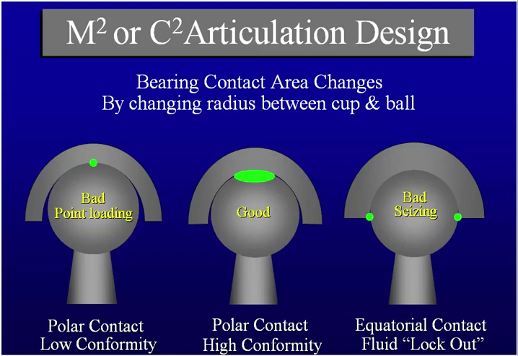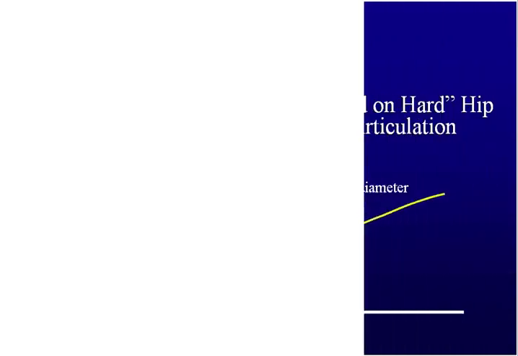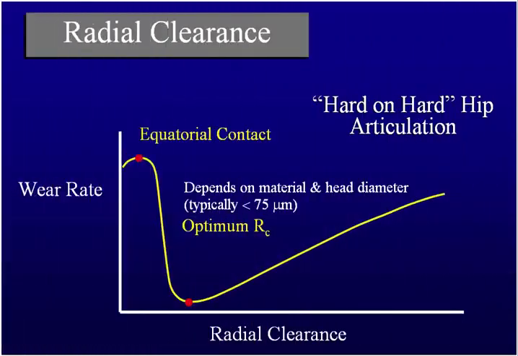So the optimum radial clearance gives you polar contact with high conformity, and this is the general formula for radial clearance in a hard-on-hard bearing. Depending on the radius or diameter, you can define the radial clearance depending on the diameter of the socket and the ball, generally around 50 to 75 microns. They're not going to ask you the absolute number, but they want you to know the concept that radial clearance defines how the lubrication regime is going to be in the bearing itself.